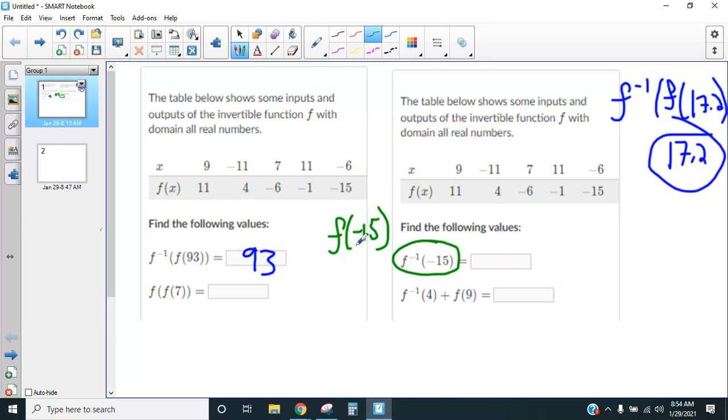This would mean I go to the x-coordinate negative 15 on the table and spit out the y-coordinate, right? Remember, these are x's, these are y's. But now it means something different. Right, so now I got to look, where's the y-coordinate negative 15? Well, there it is. What's the x-coordinate that corresponds to that? Negative 6. You just use the table backwards that we normally did.